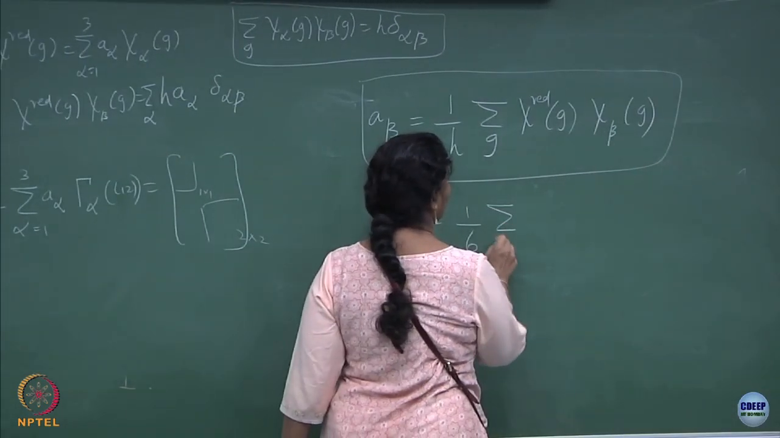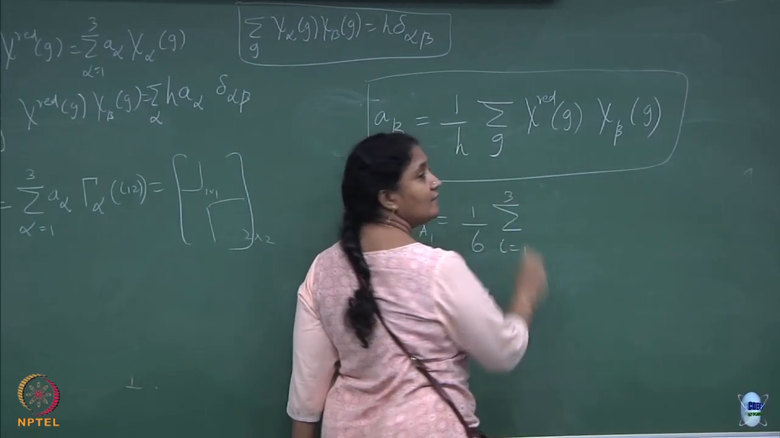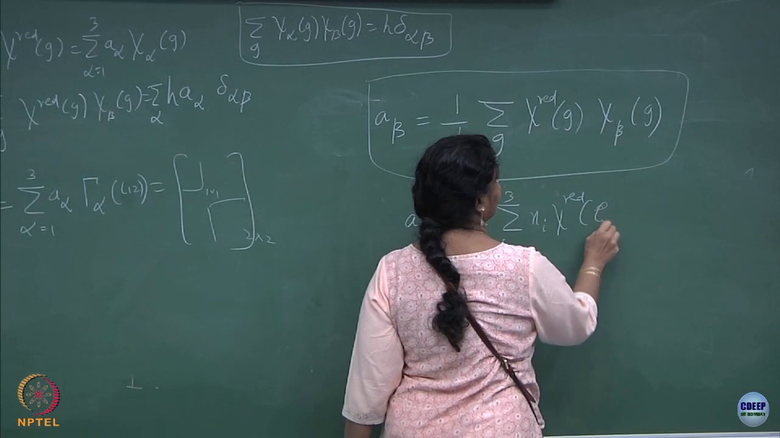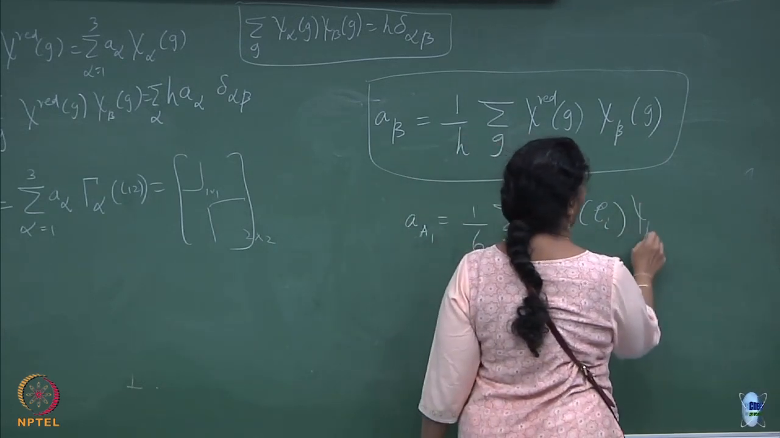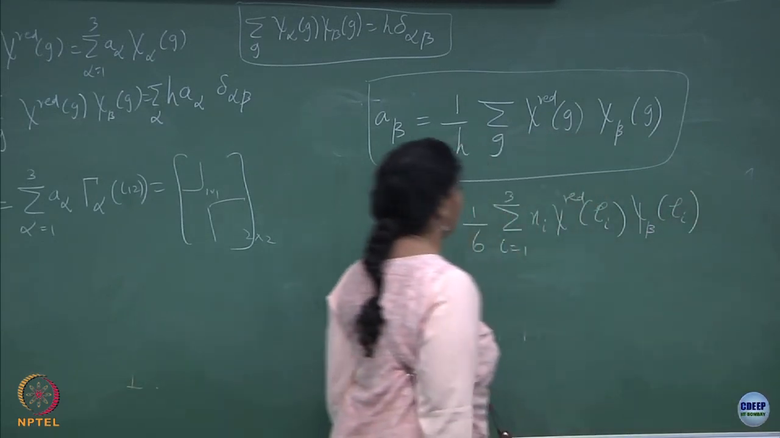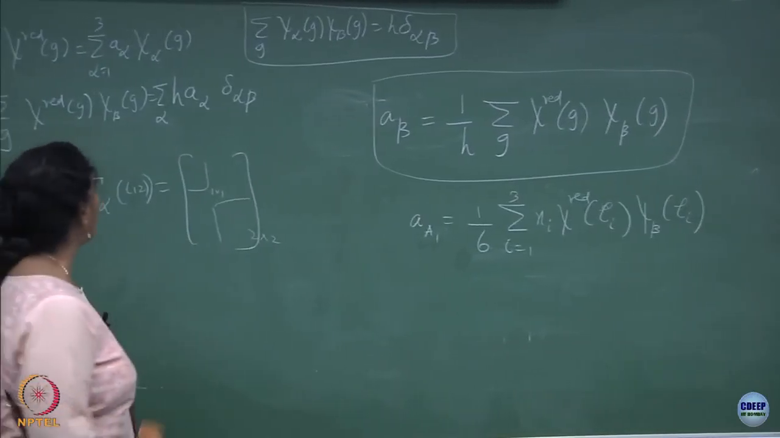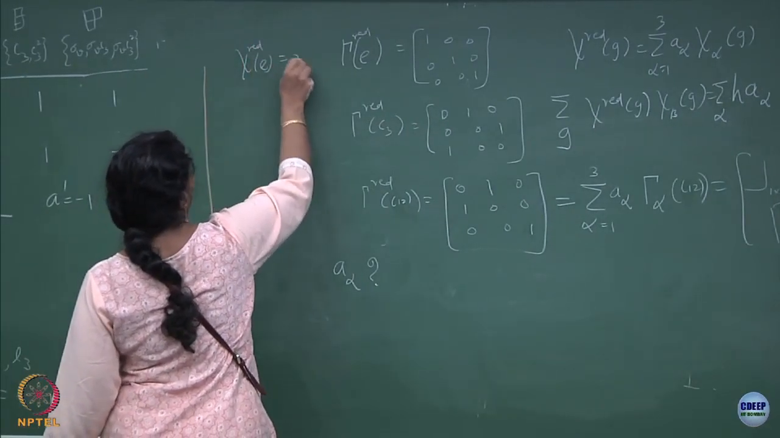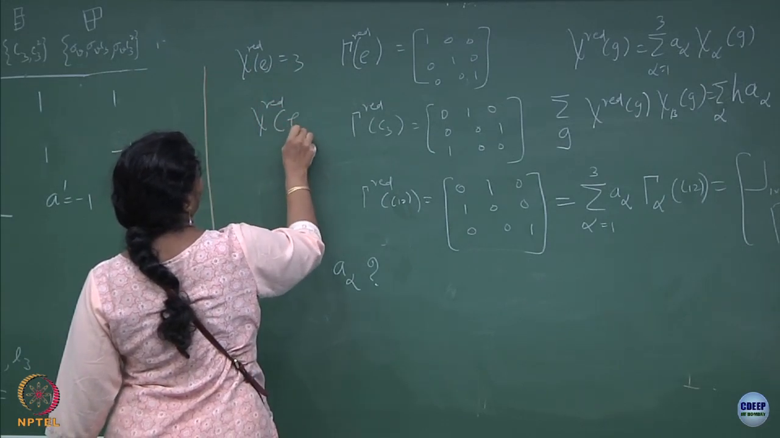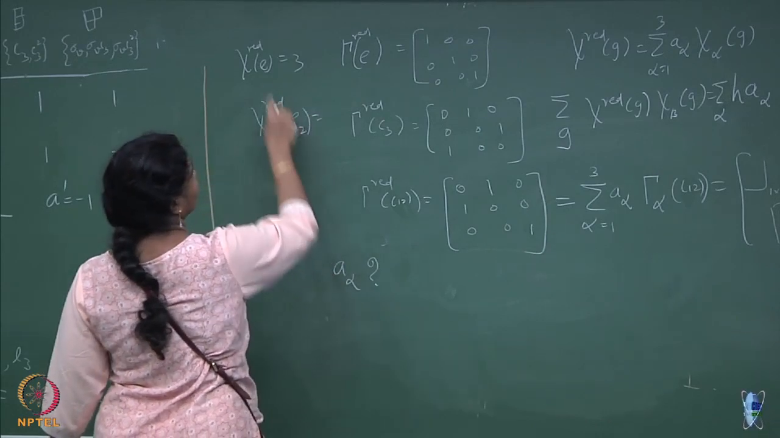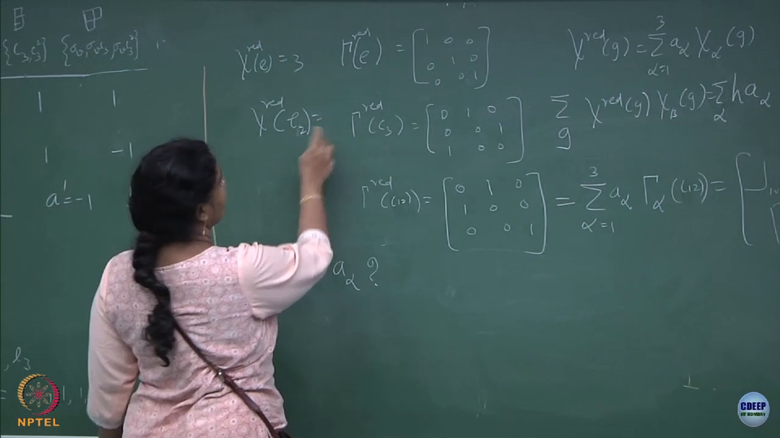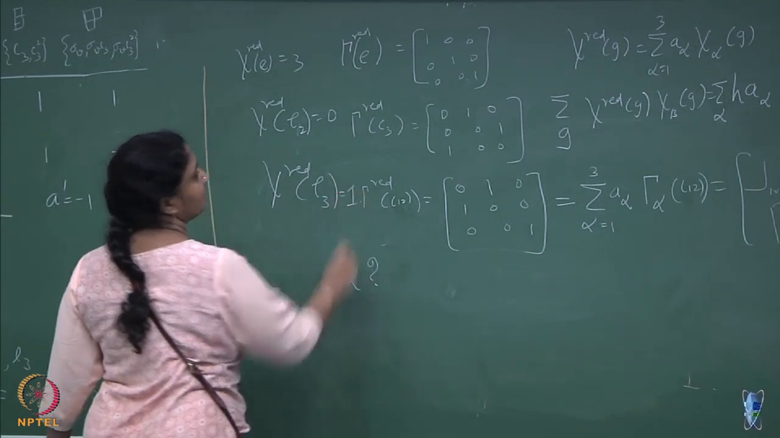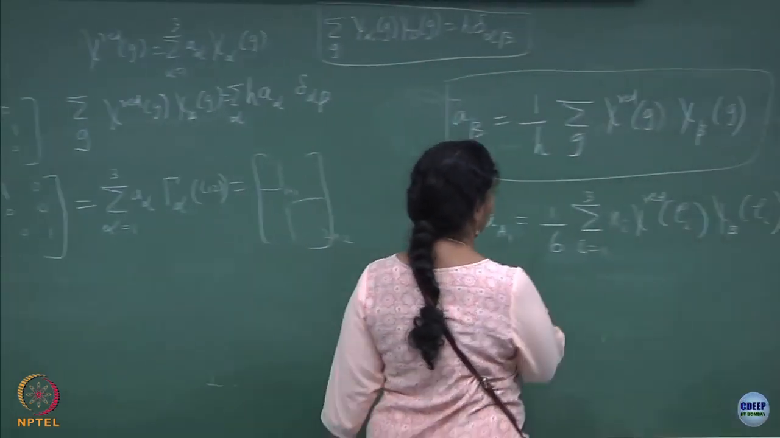Summation over g can be replaced by summation over classes 1 to 3, n i, chi reducible for an element of that class, chi beta for that class. Allowed? Now tell me what happens. We can write the characters for them. This is class 1, this is class 2. What is that? It is 0. Class 3, that is 1. So, use that here and tell me what you get for this.